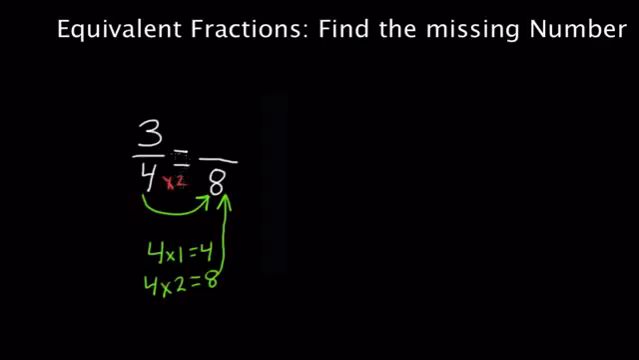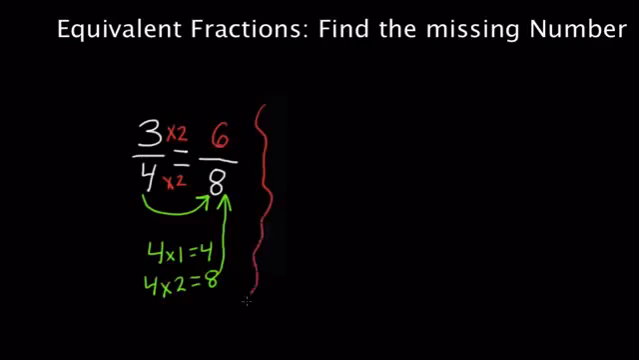So I'm going to put that right there. Well, now, if you remember, whatever we do to the denominator, we have to do to the numerator, or vice versa, which means the numerator is going to have to be multiplied by the same number as the denominator. So we have to do it like that. 3 times 2 is 6. So there are our equivalent fractions. 3/4 is equal to 6 over 8. Now let's try another one.